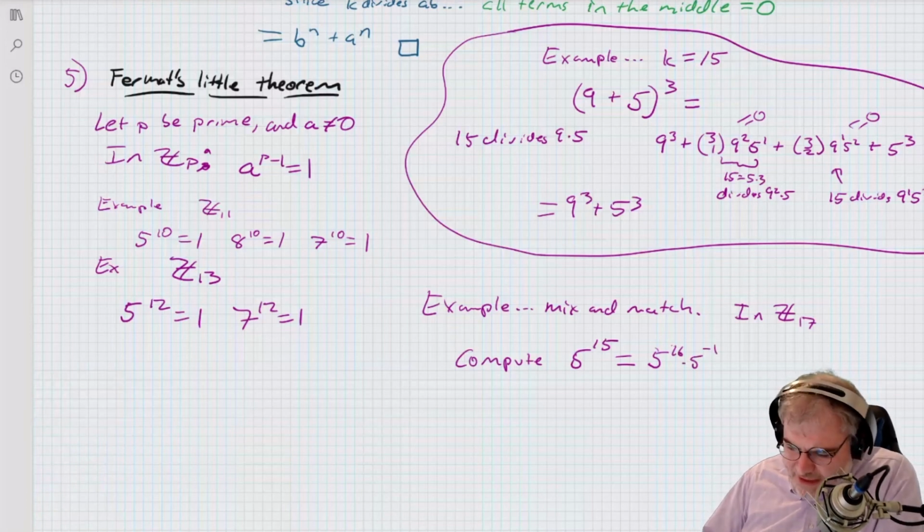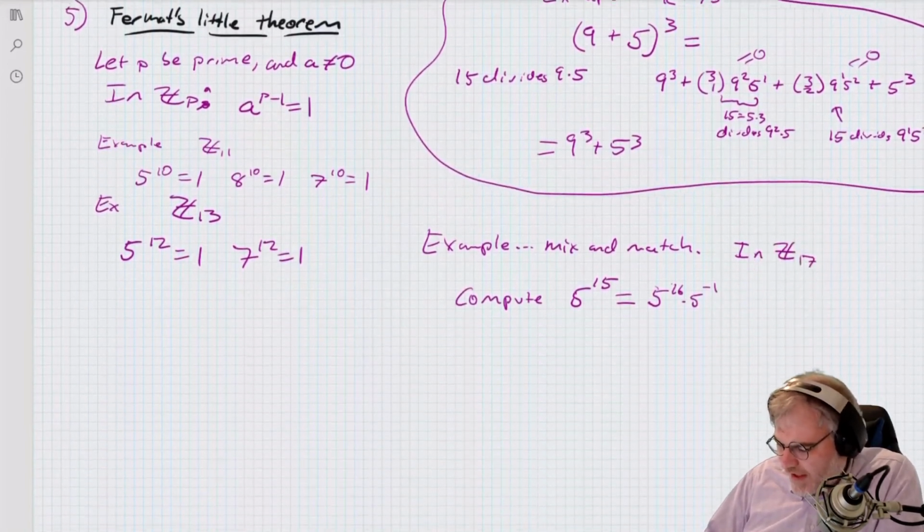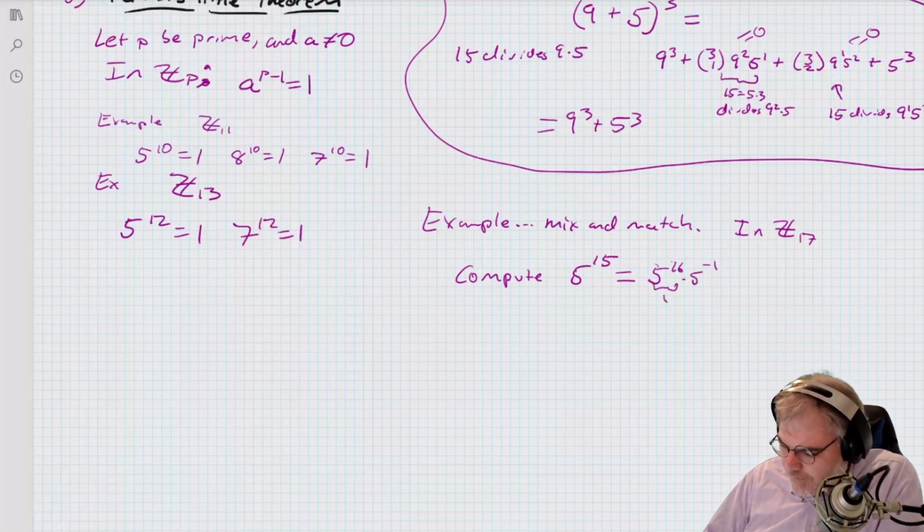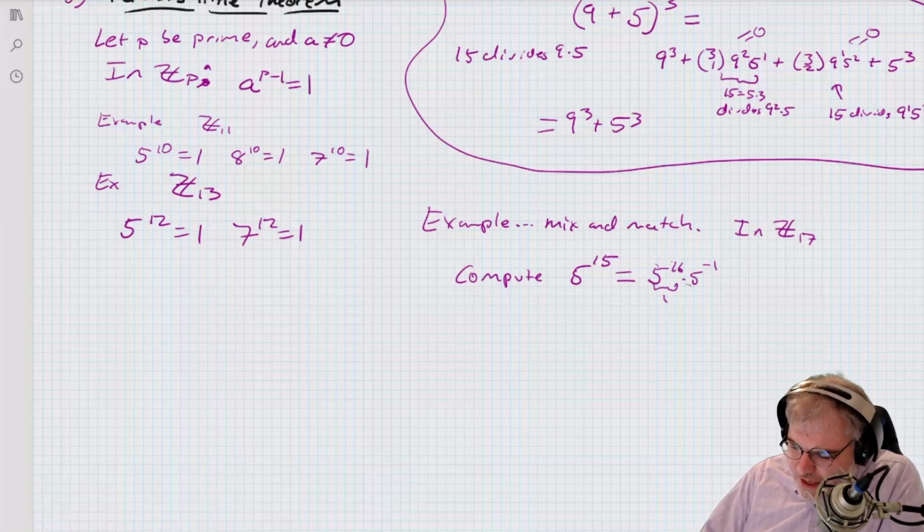And that's another trick I should have put up here. I can do negative exponents too. 5 to the 16 times 5 to the negative 1. I know that this is 1 by Fermat's little theorem. So I only need to figure out what the inverse of 5 is mod 17. So what is 1/5?